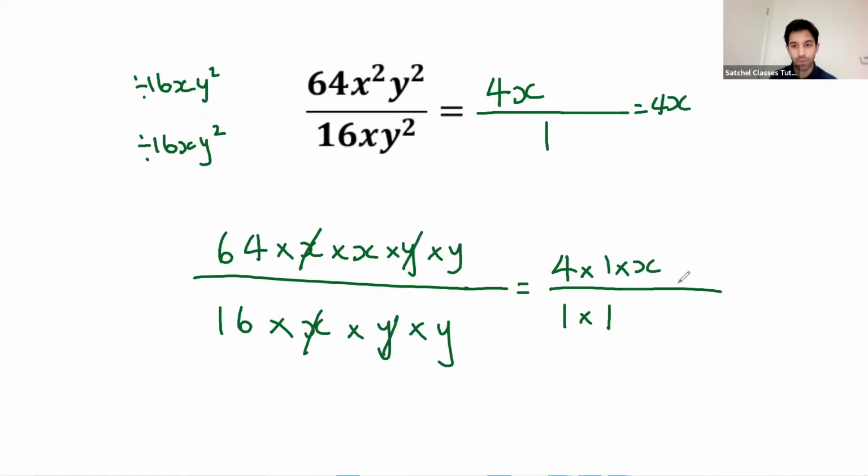The y's will cancel out. So we'll have times 1, and these two y's cancel out. And then we can write times 1 times 1. So what we'll have is 4x over 1, which is simply 4x.